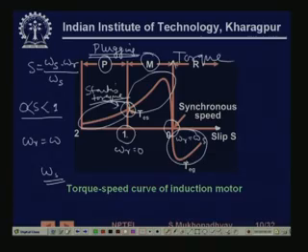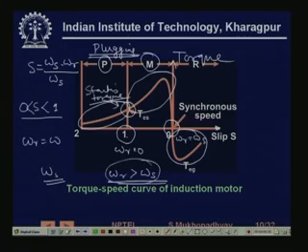On the other hand, here what we are doing is, here the slip is negative. So slip negative means what? Slip negative means omega r is greater than omega s. So when can that happen? That can happen again if you suddenly reduce the frequency of omega s.